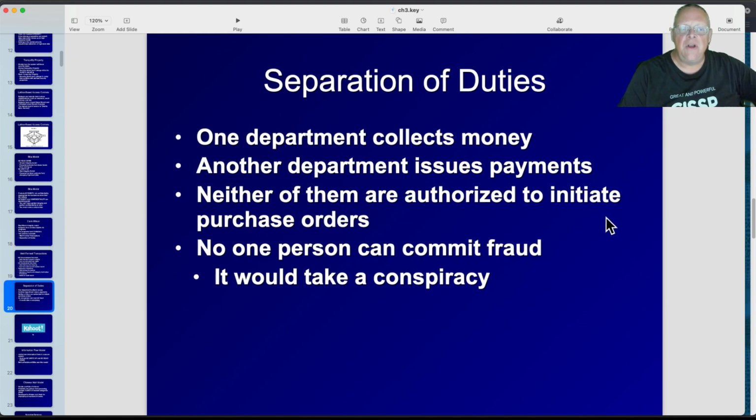And separation of duties is another real important one. You don't let one person do something too crucial all by themselves. So one department collects money, another issues payments. Neither of them is authorized to initiate purchase orders. So this way, no one person can commit fraud. You'd have to have two people conspire to commit fraud.